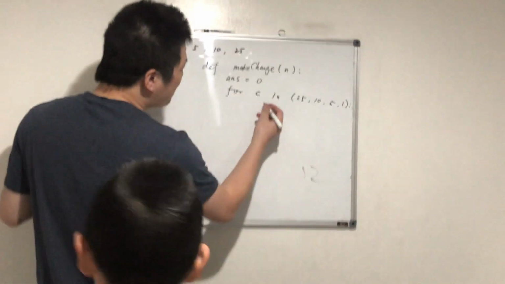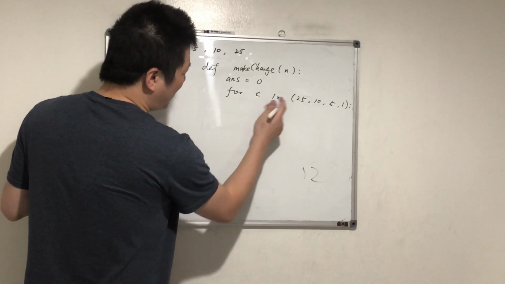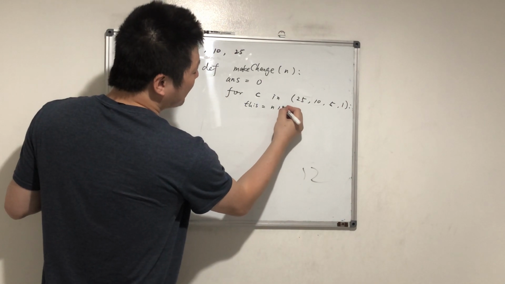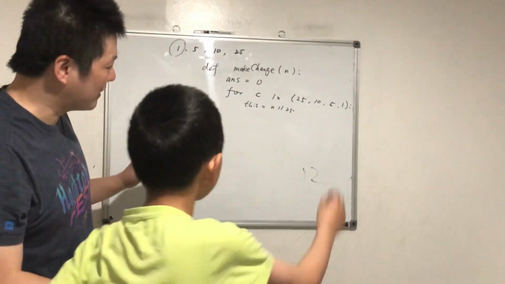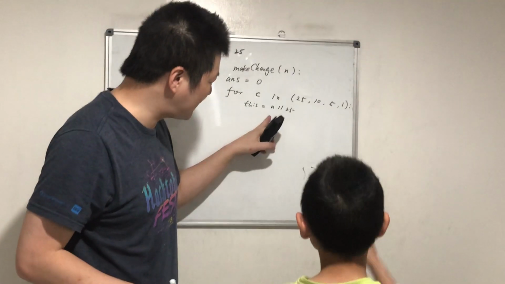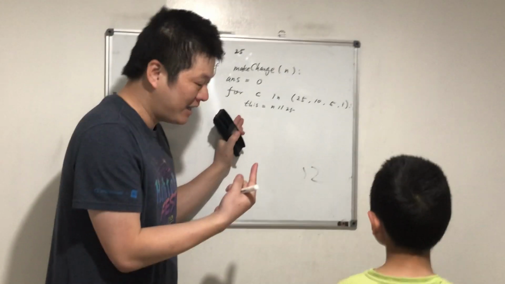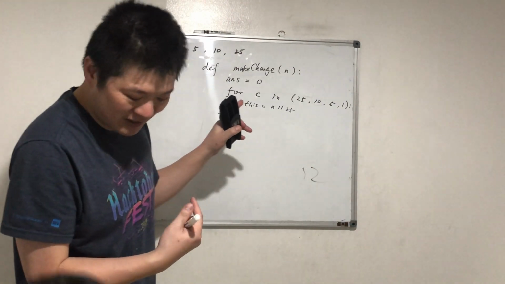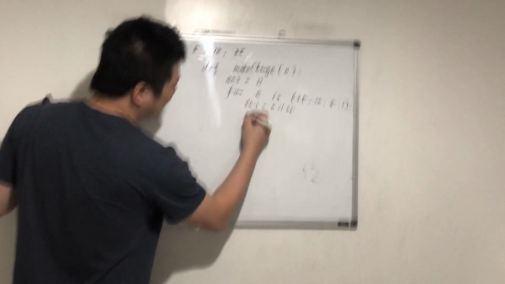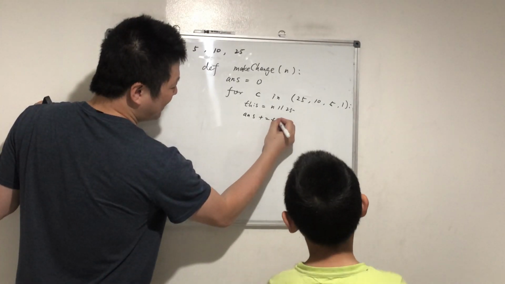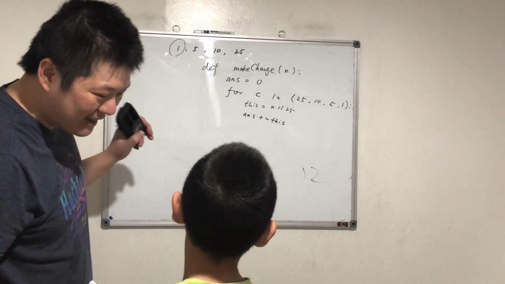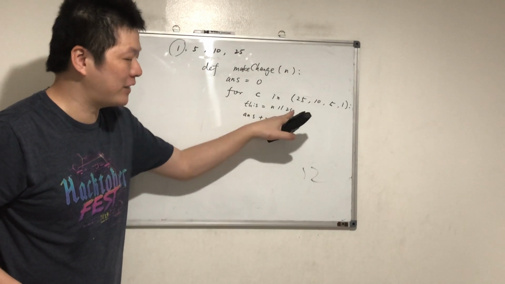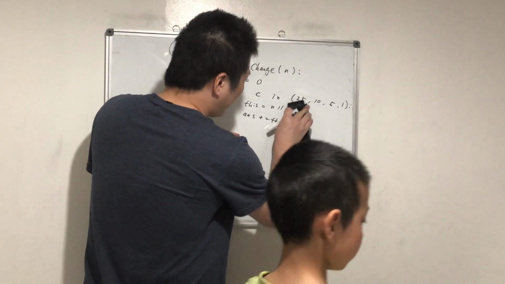So how many coins can we use of 25? Now we have n, so this number of coins will be n divided by 25. If it's more than 25, like 26, you will need 1 coin. If less than 25, like 24, this will become 0. Then the answer plus-equals this. This is the number of coins of the current one. Actually, not 25, it's divided by C.